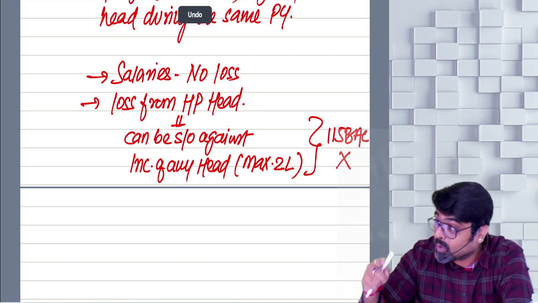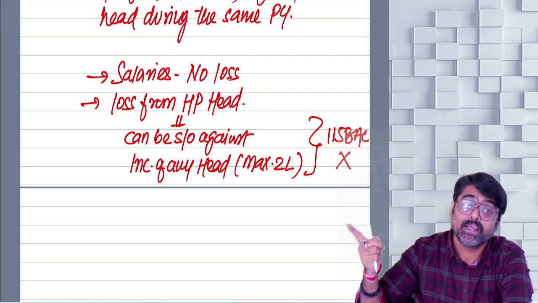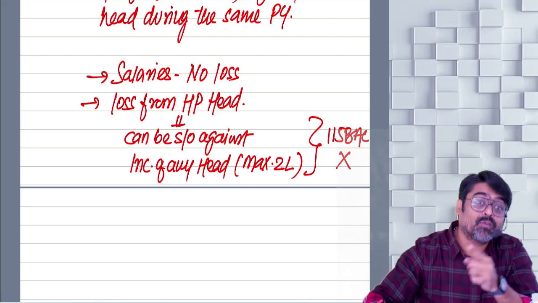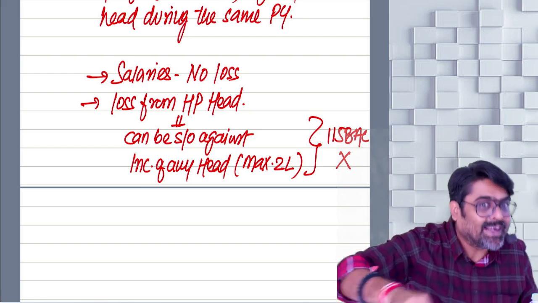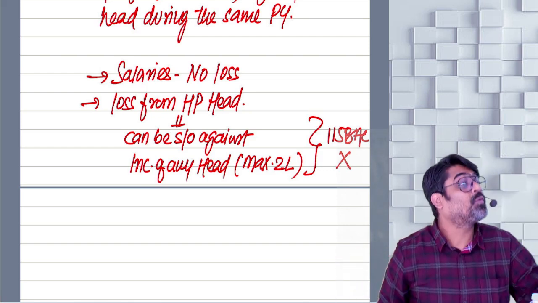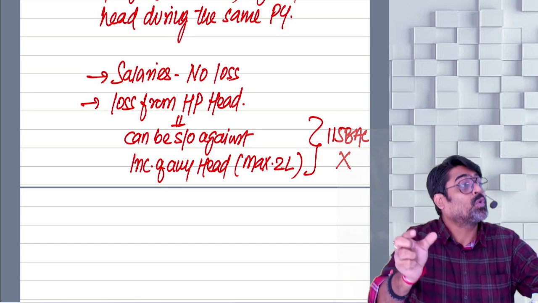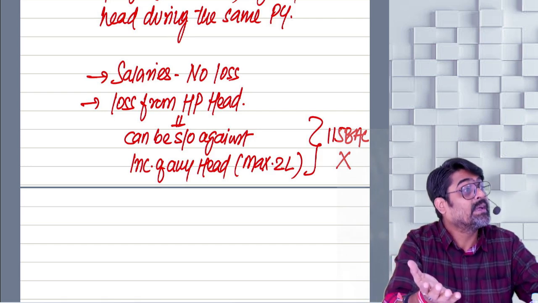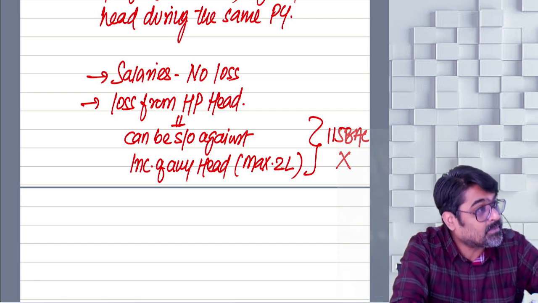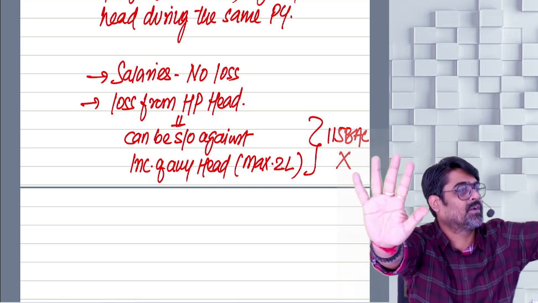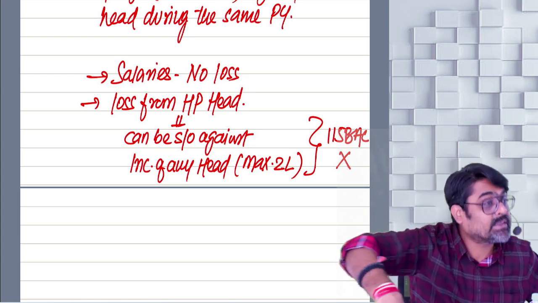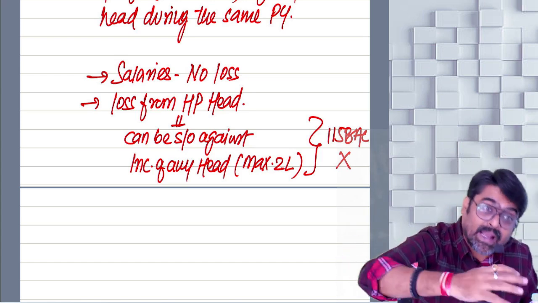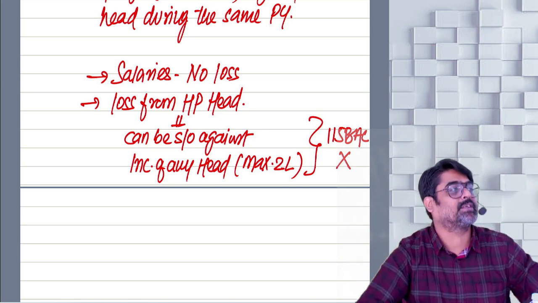So if you don't follow 115 BAC, then the house property loss can be set off against other heads. See, there is no restriction inside the head. Whether you follow 115 BAC or you don't, inter-source adjustment will happen as it is. Loss of any house property under the head house property can be set off against profit of any house property. Within the head there is no restriction.